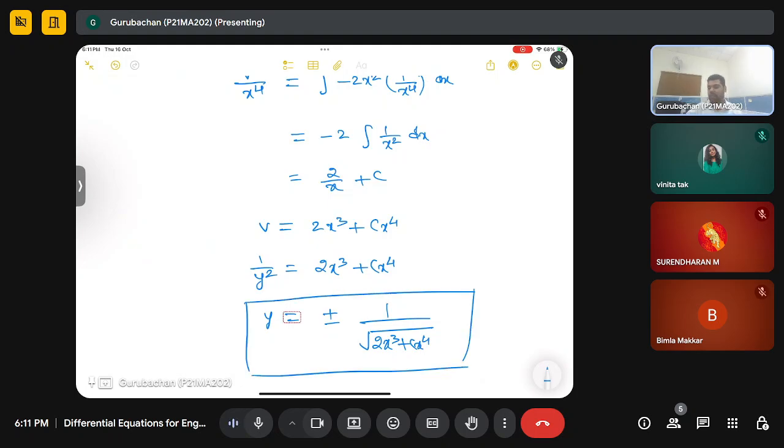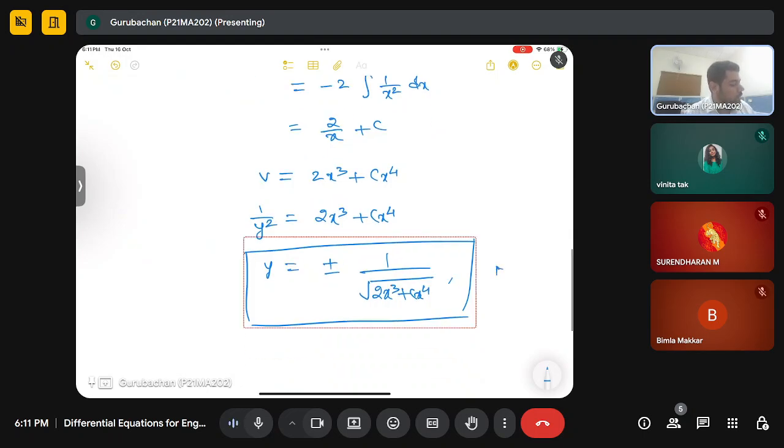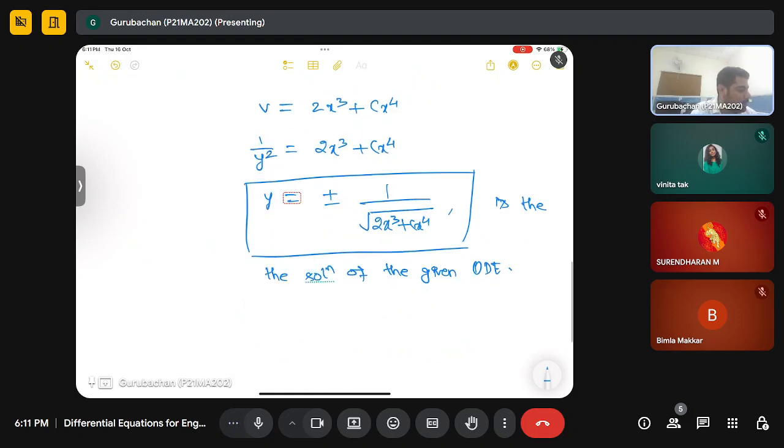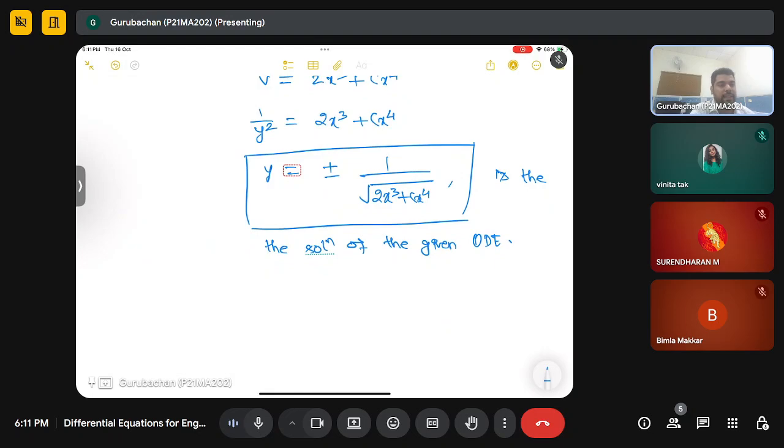Let me verify the solution. So it is correct, and this is the solution of the given ODE, which is first order, not linear. I am saying again, I created an ambiguity by calling it linear, but I missed the term y cube.